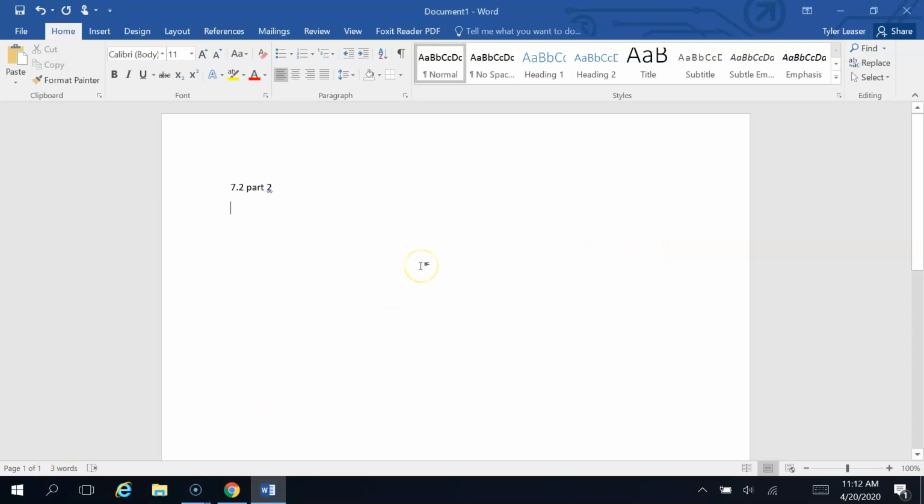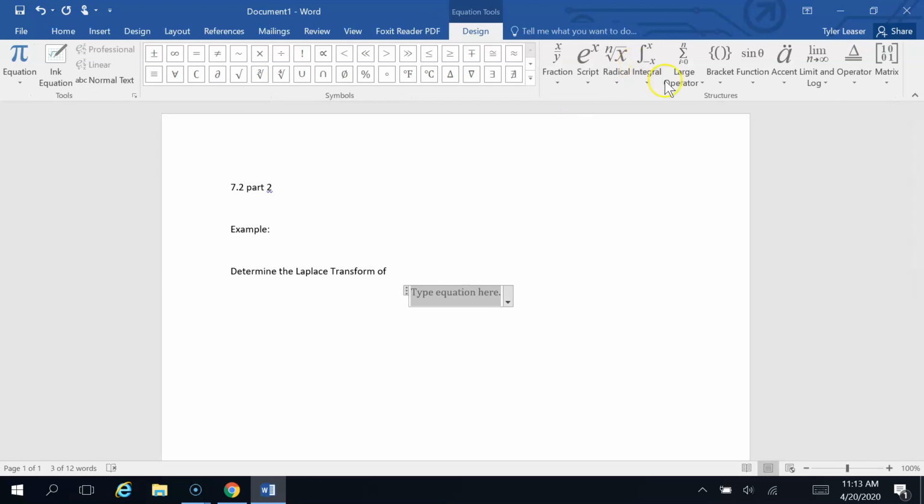Continuing on here with section 2, this Laplace transformation stuff, we're going to jump into another example. For this one, determine again the Laplace transform of the following. So this one's going to be a little more complicated.